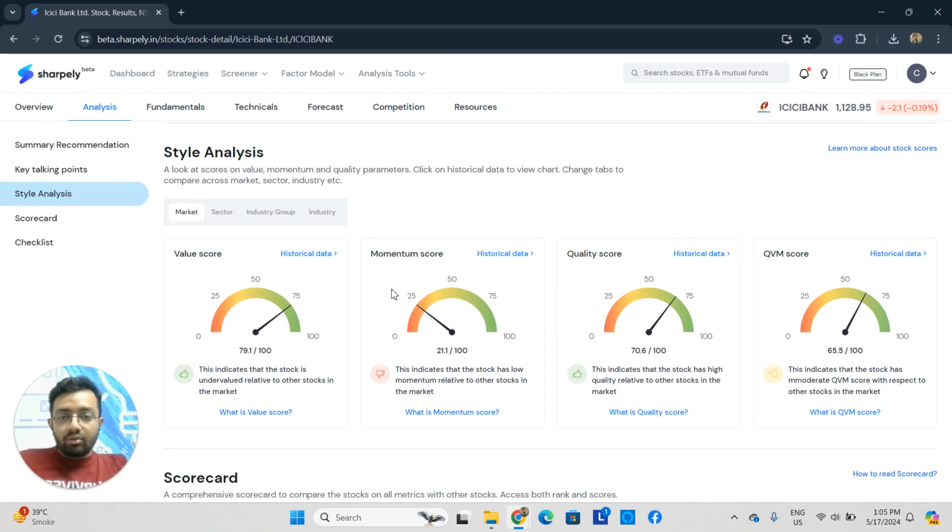One thing that I need to clarify here is that this is not to replace your analysis. So if the value score is high, that doesn't mean you should blindly follow it and say that okay, the valuation is very comfortable. These scores are designed to help you in your research. They are not there to replace your research, right? So for every stock, you will find the stock scores in the analysis section.